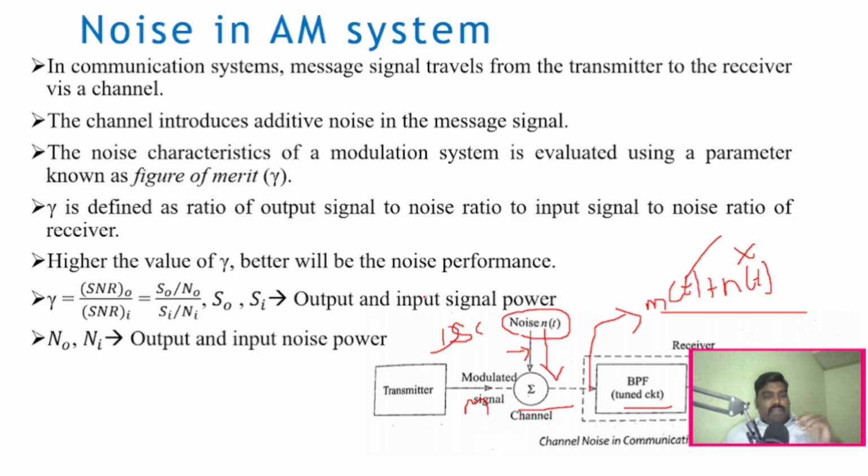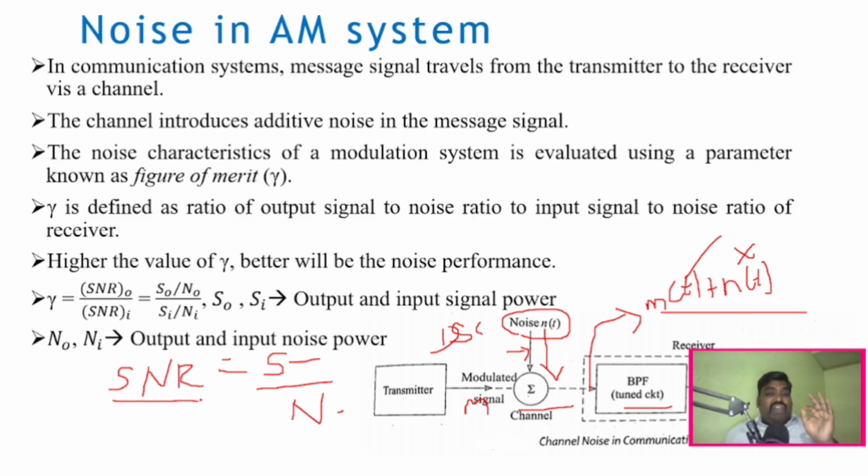And before seeing how it affects the DSB-SC system, you know that SNR is nothing but signal to noise ratio, which means we have to calculate the signal power to the noise power, right? We have to find out the signal power and also the noise power, and if we divide, we will be able to calculate the SNR, right?